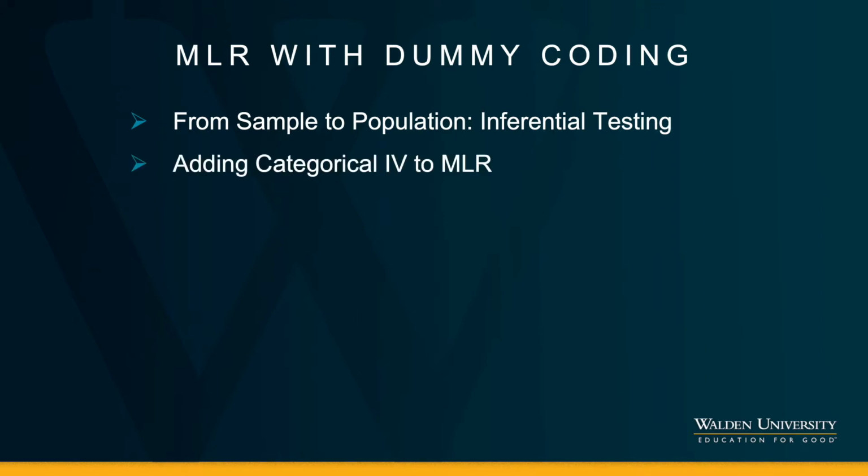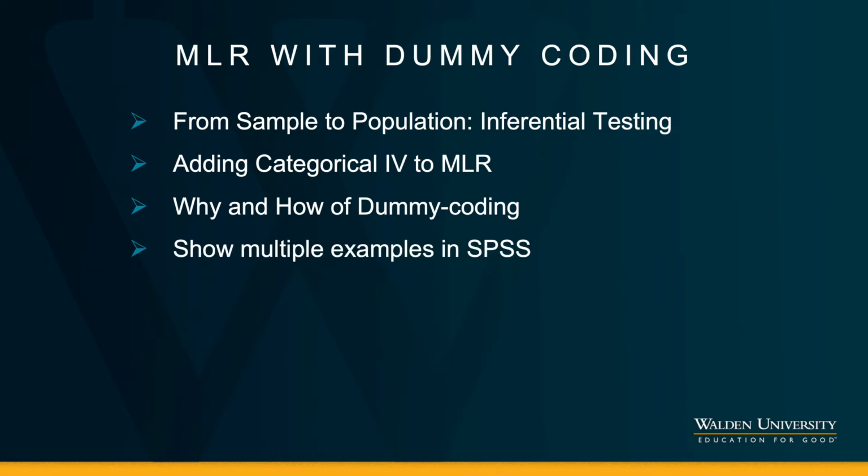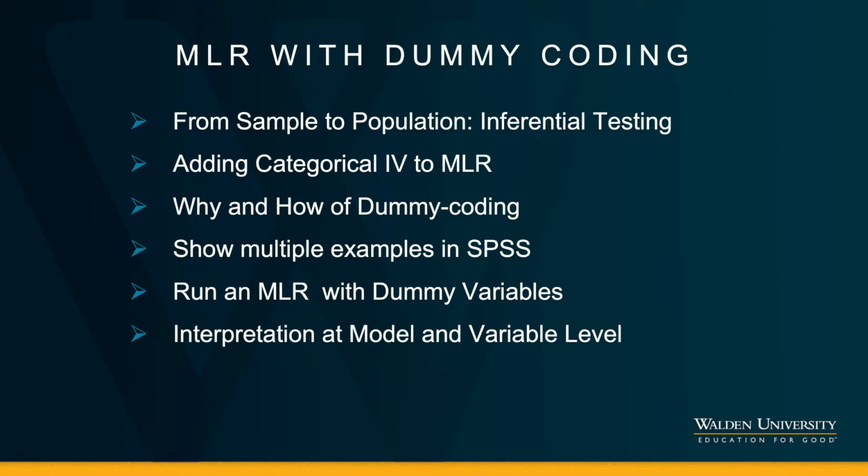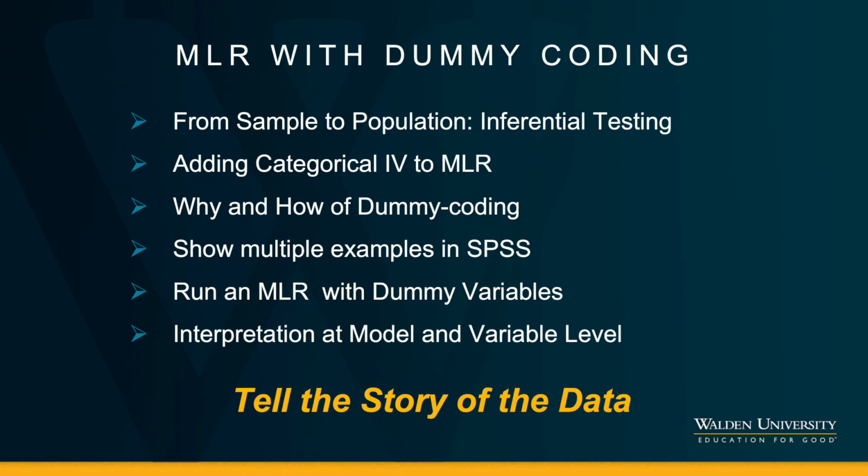We will add a categorical variable to our multiple linear regression that requires dummy coding, and I will explain the why and the how of that dummy coding process. I will show multiple examples of dummy coding in SPSS, and I will run a full MLR with dummy variables included. I will interpret the results at model and variable level, and I will be sure to tell the full story of the data. Now let's get started.